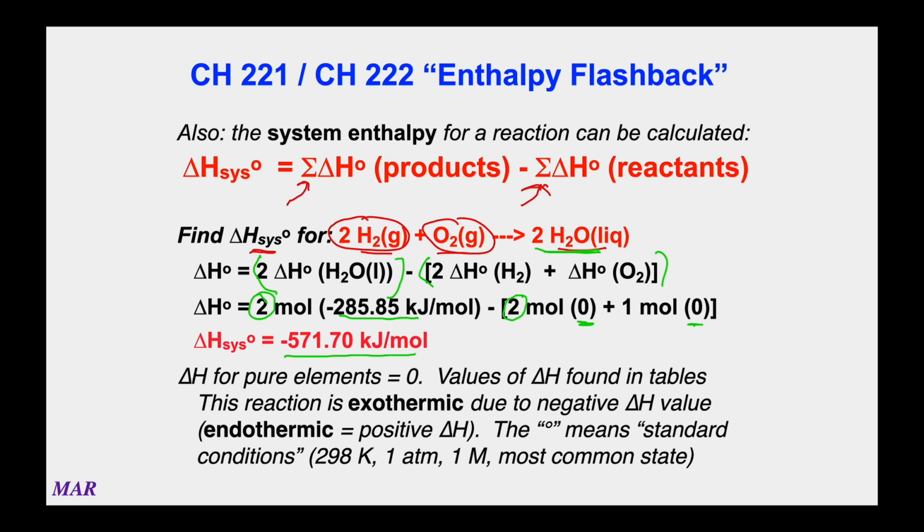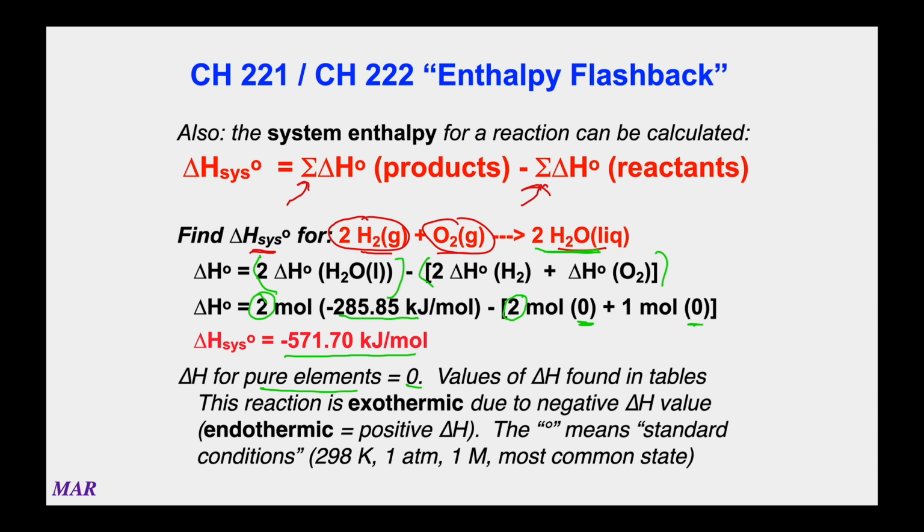And just as some quick reminders, the pure elements have values of delta H equal to 0. These are heats of formation. We look the values of delta H up in the table, and there's one in problem set 5 to use. This is an exothermic reaction because delta H is a negative number. If it was a positive number, we'd call it endothermic. And again, that little 0 there just means standard conditions, 298 Kelvin, 1 atmosphere of pressure, etc. So that's kind of a quick flashback to Chem 221.